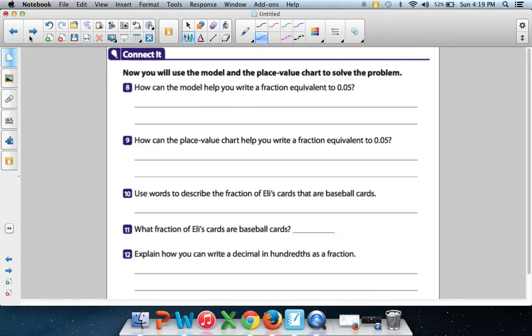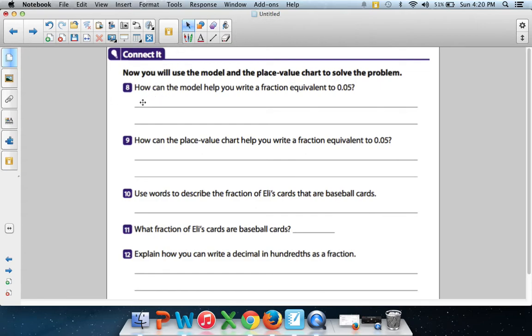How can the model help you write a fraction equivalent to 0.05? Well, there is a model. We didn't draw it, but the book draws it for you. Thanks, book. So look at your book, page 188. It says under the thing, model it, you can use a model to help write a decimal as an equivalent fraction. The model shows 0.05. You see that there are 5 pieces shaded there and 100 pieces in all. So how can a model help you write a fraction?